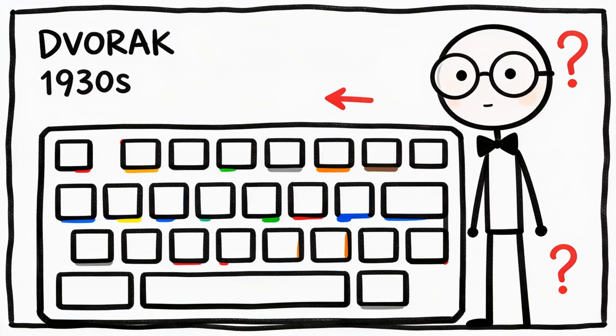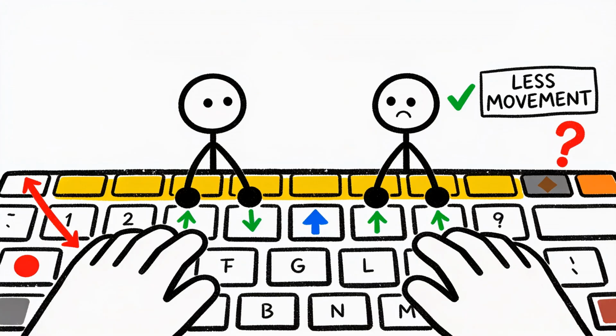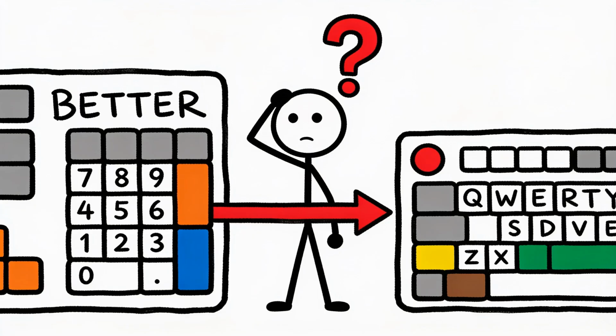Then, decades later, someone asked an uncomfortable question. What if we started over? In the 1930s, August Dvorak believed the keyboard could be dramatically improved. Instead of scattering common letters around the keyboard, he carefully analyzed English letter frequencies. His design placed the most frequently used letters on the home row, where your fingers naturally rest. The goal was simple: less finger movement, more comfort, potentially greater speed. On paper, it made a lot of sense. Many people who switch to Dvorak genuinely like it. Studies have shown it can reduce finger travel, and experienced users often report that it feels more comfortable.